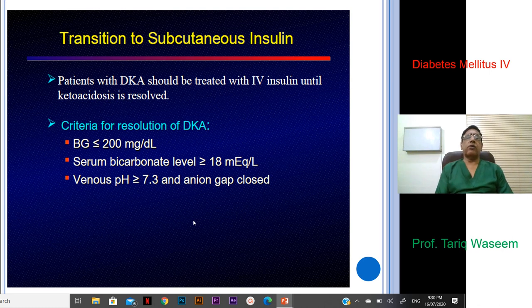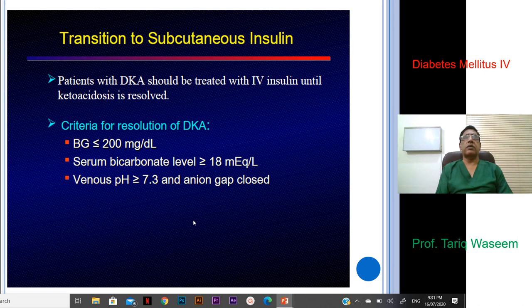And once you have corrected the dehydration and the patient's blood pressure starts improving, circulation improves, there may be a very rapid absorption of insulin from the subcutaneous tissue, leading on to very rapid hypoglycemia. So that's why, instead of using a subcutaneous form of therapy in diabetic ketoacidosis, you prefer to give it intravenous, and that too in a continuous infusion form rather than boluses.